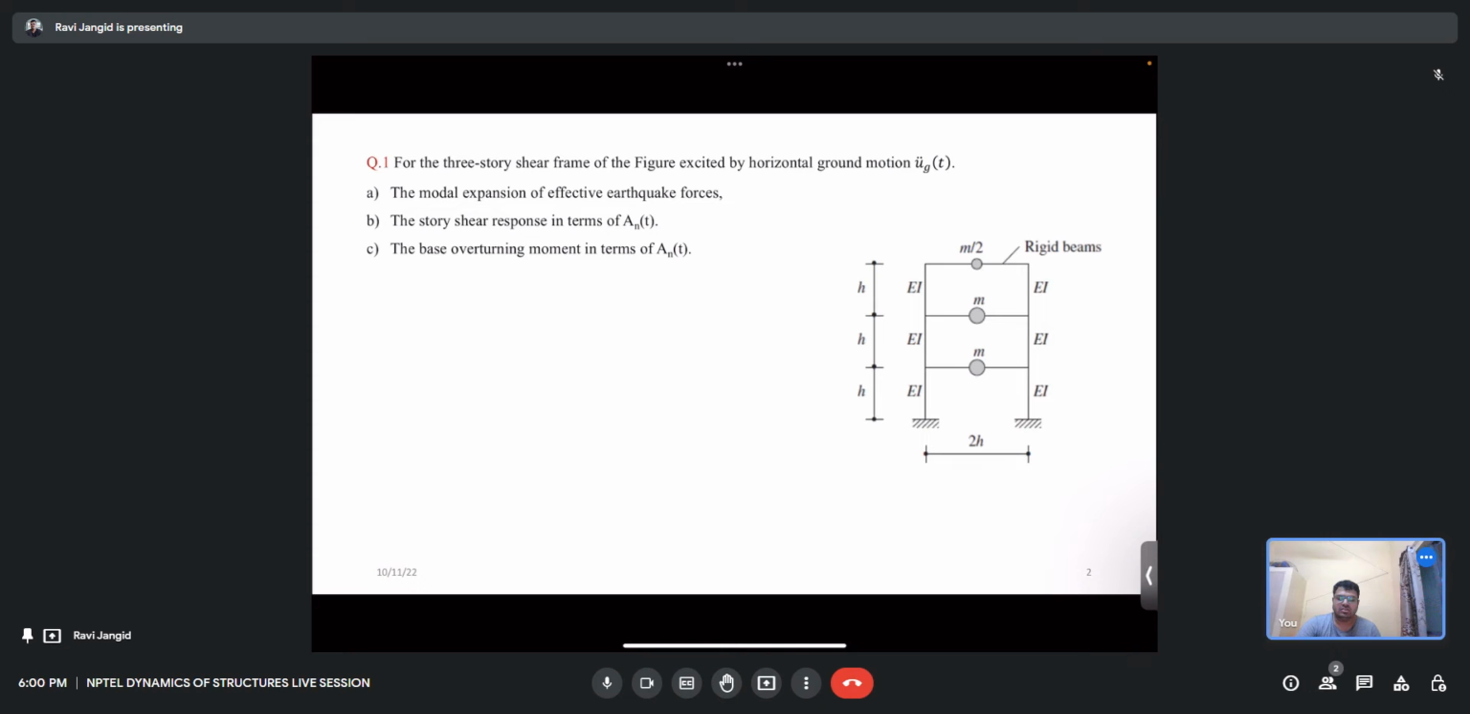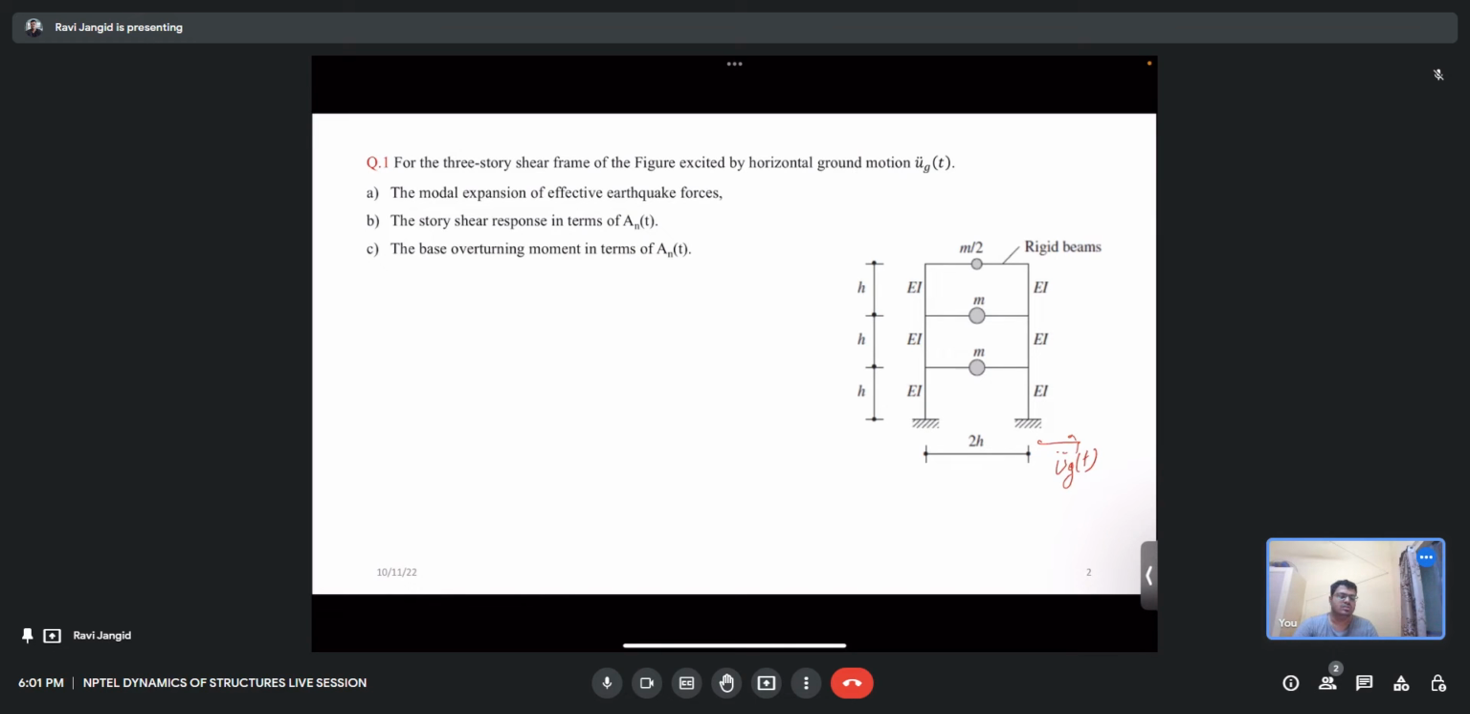In the first question, a three-story shear frame is given, which is excited by the horizontal ground motion üg(t). We need to determine the modal expansion of the effective earthquake force, the story shear response in terms of An, the spectral acceleration, and the base overturning moment in terms of An also.